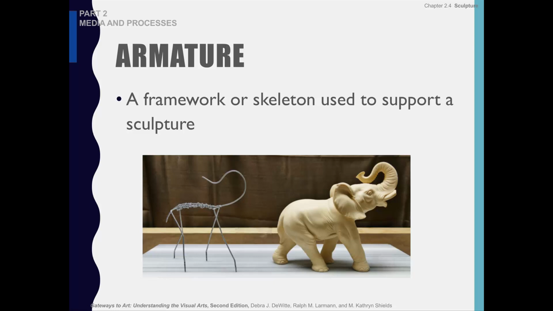And armature is basically a skeleton or framework. You can see here, it's made of metal, and then they build up by modeling around it with clay or wax, and that just gives it stability.